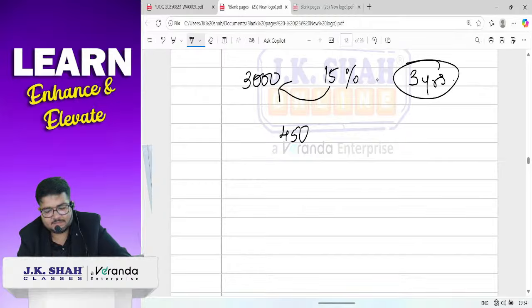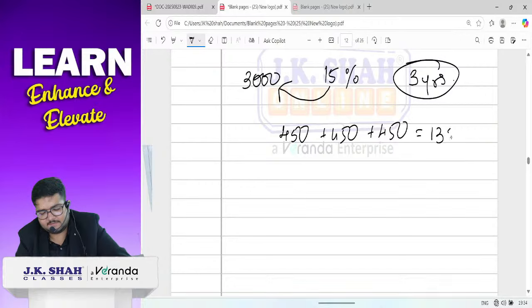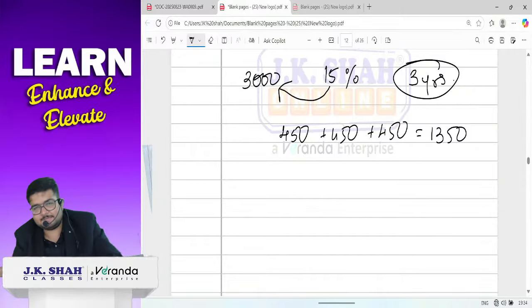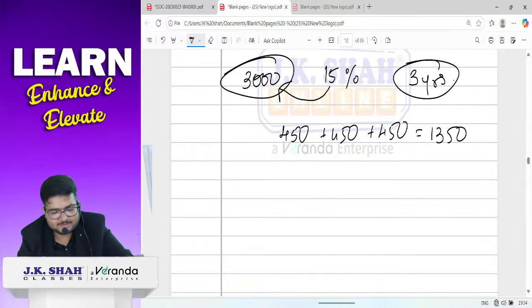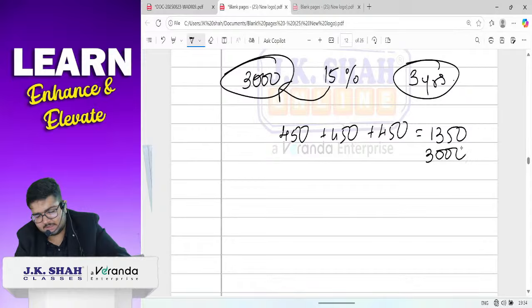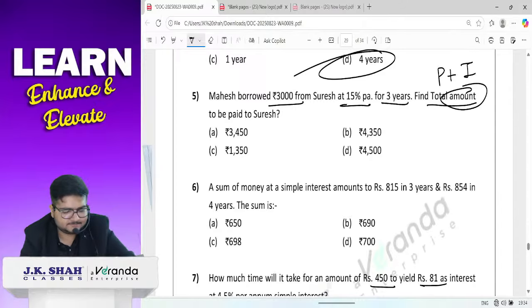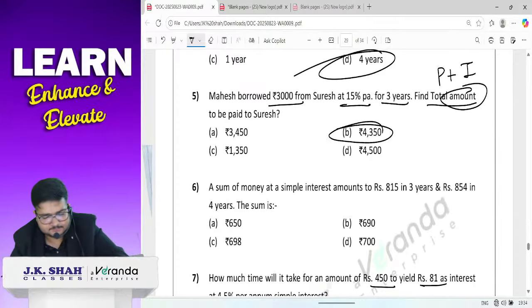So how will we calculate the interest of 3 years? 450 plus 450 plus 450, 1 year's interest, total 3 years' interest. That will be 1350. Sir, the answer is 1350. No. They have told you to find the amount. Amount means principal plus interest. So you have to add the initial principal of 3000, and you will get 4350. So the answer is 4350.